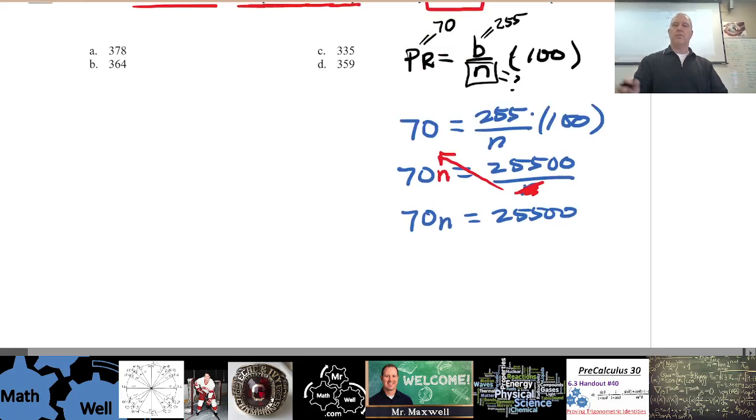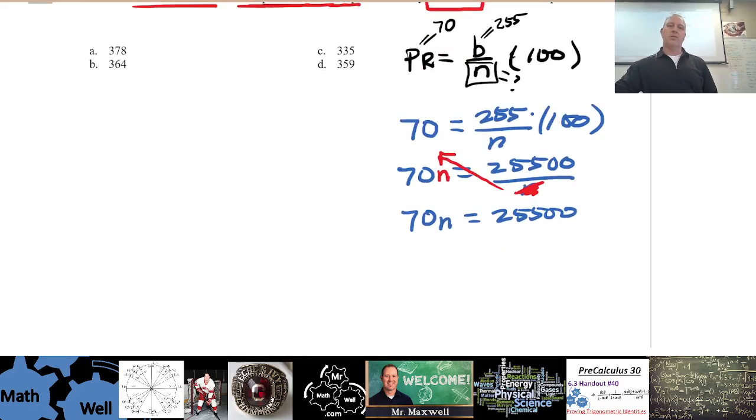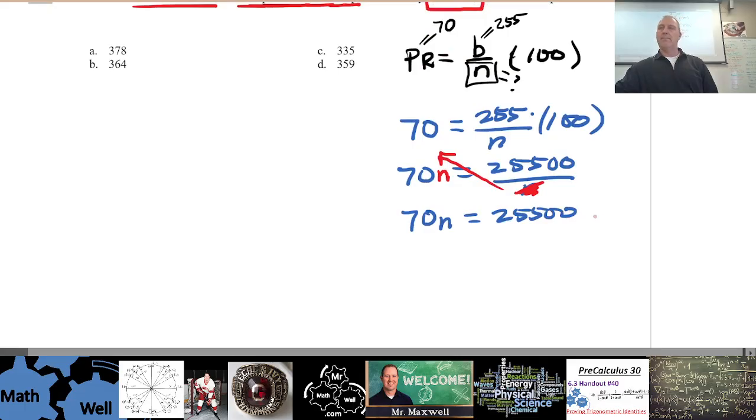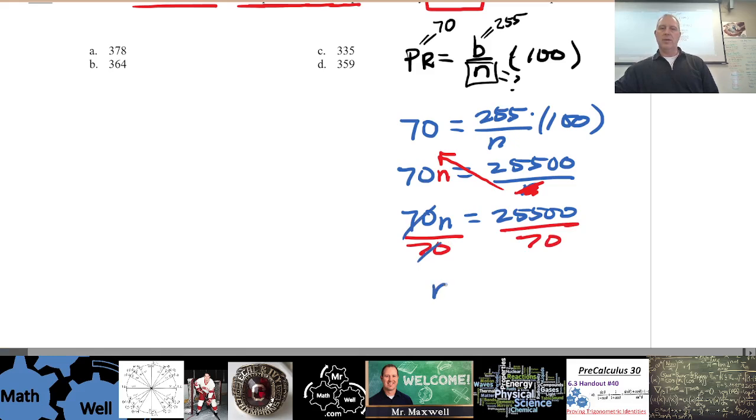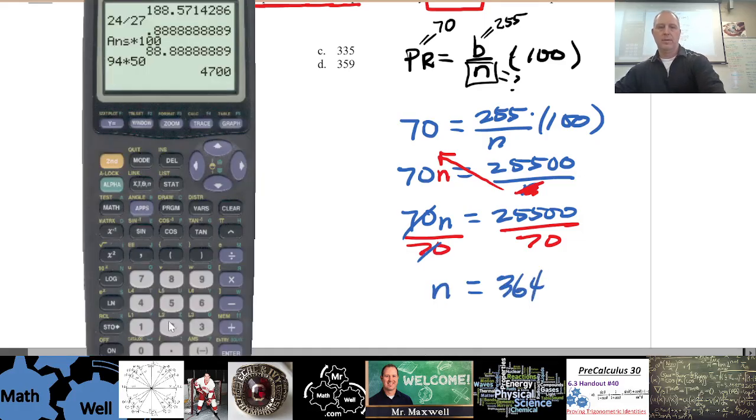And then I'm going to divide by what? To get n by itself, what should I divide by? 70 is correct. So when I do that, the 70s cancel out there. What's 25500 divided by 70? Do you get a number there? 364. You got 364? Yeah. Okay. Let's check that out. 25500 divided by 70 is, okay, yeah, 364.